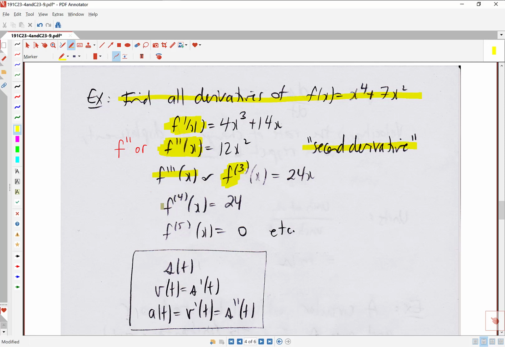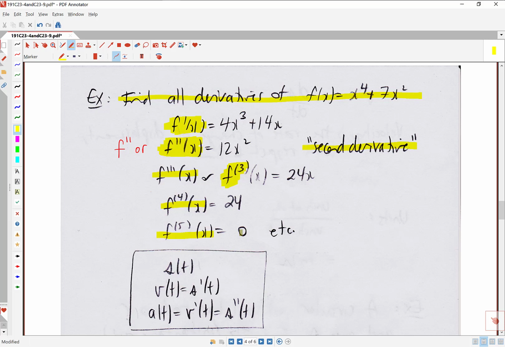So I would write f, and then in the exponent position just write bracket 4 bracket. That way we know that's the fourth derivative, so that would be 24. And then by the time we get to the fifth derivative, we get 0. So then sixth derivative, seventh derivative, etc. are all going to equal 0 for this particular function.